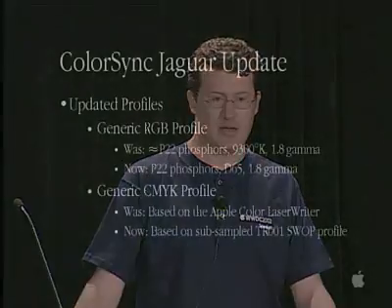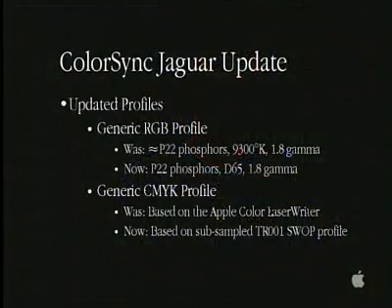So we've updated some of the profiles that we ship by default with macOS 10. And these are important default profiles which are often used by users for images that don't have profiles embedded in them. So it's important to be aware of these changes. For one thing, the generic RGB profile will be changing slightly. In the past, the generic RGB profile was based on the venerable Apple Color 13-inch display. And so it was roughly based on P22 phosphor set with a 9300-degree white point and a 1.8 gamma.